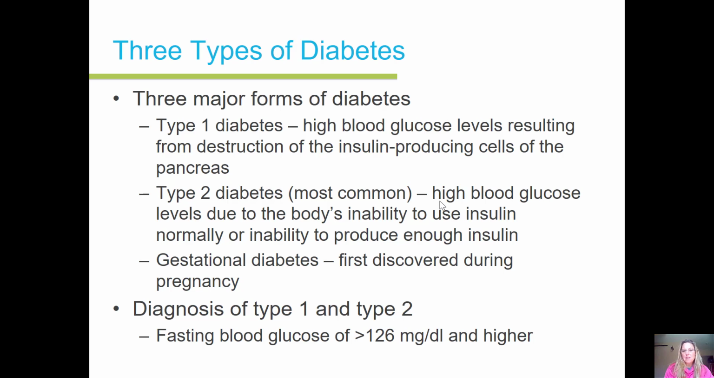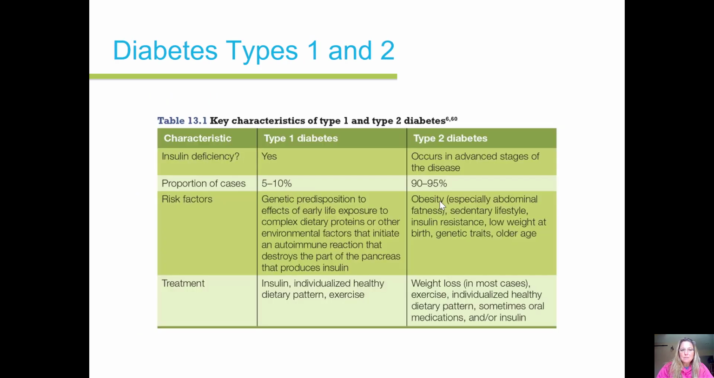Gestational diabetes, on the other hand, is developed during pregnancy. So many women suffer gestational diabetes as well. So as far as the numbers go, the diagnosis of type 1 and type 2 diabetes is having a fasting plasma glucose level of 126 milligrams per deciliter or higher. Okay, so that's a diagnosis of having diabetes.